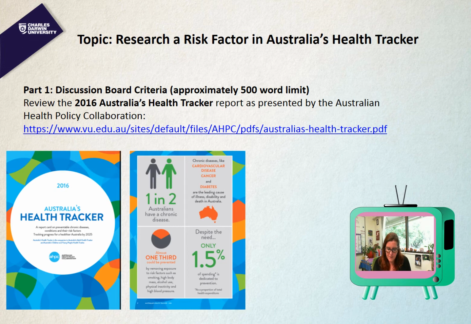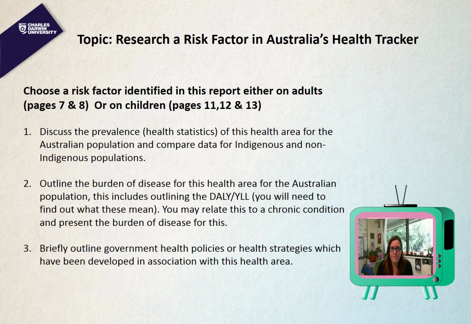Okay, so to get started in your assessment items, what you're going to need to do is get a copy of Australia's Health Tracker 2016. Now, I have put a copy of this in the assessment outline for you, or you can just Google it and find it pretty easily, okay? Because the discussion board criteria is going to revolve around you choosing a particular topic from this document.